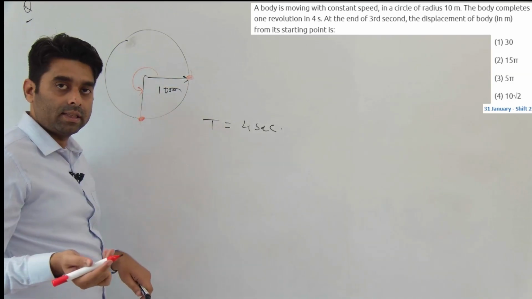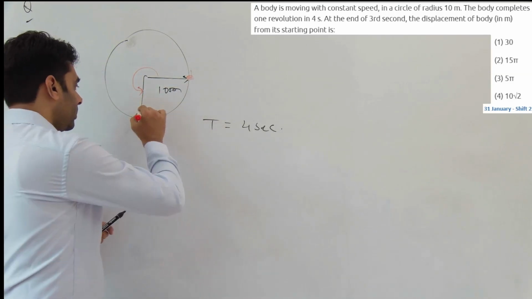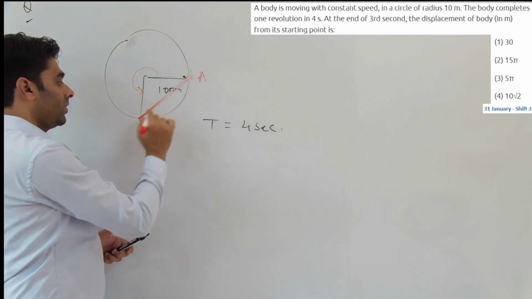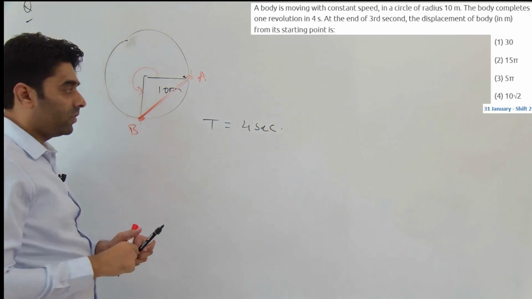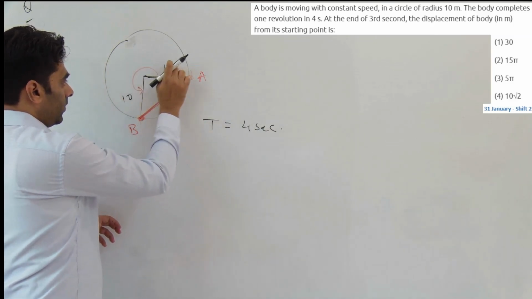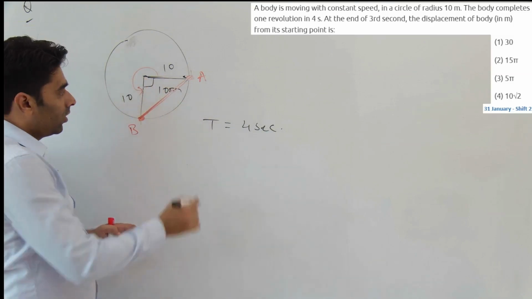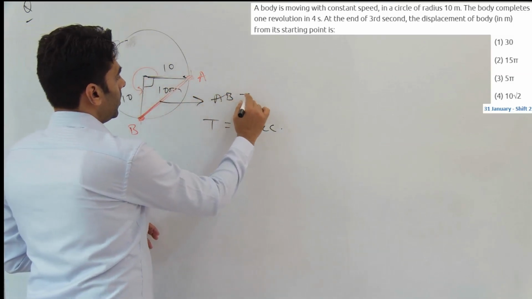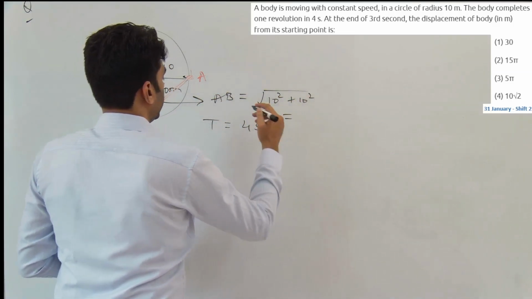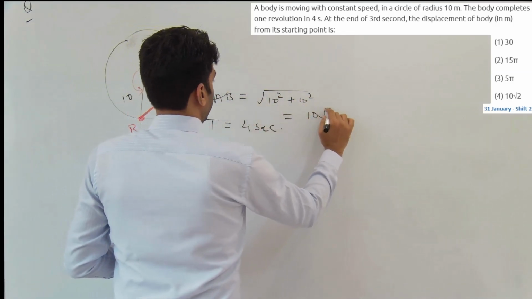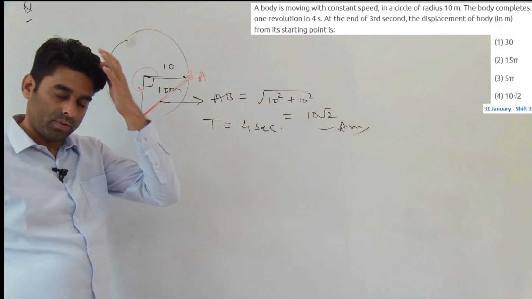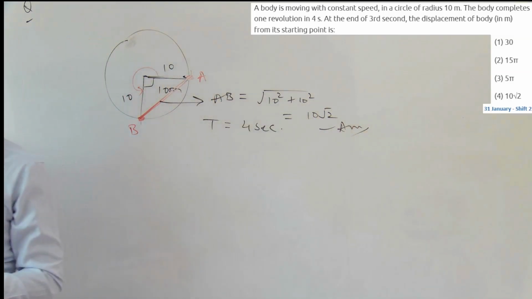They are asking us the displacement. This is our displacement. This is your initial position, let's say A, this is your final position B. So beta, radius is 10, this is 10, this is 10, and this angle is 90 degree. So our displacement will be root over 10 square plus 10 square, which we get as 10 root 2. Okay, 10 root 2 is the answer for this. Let's look at the next question.